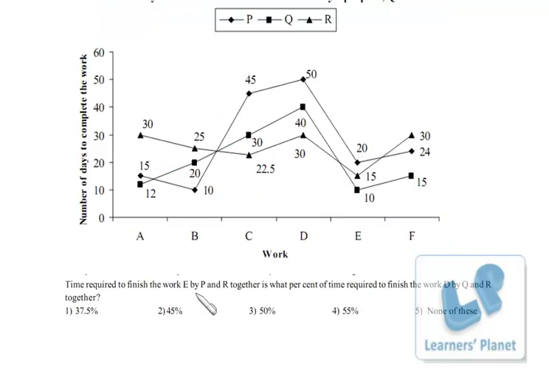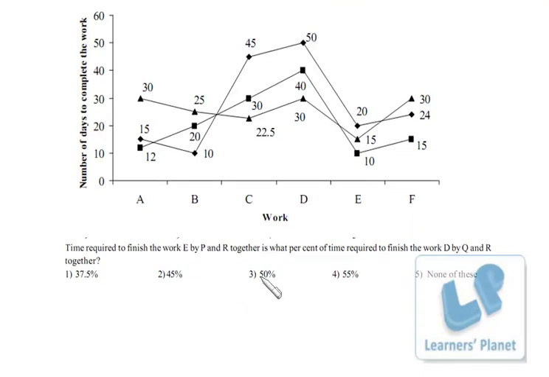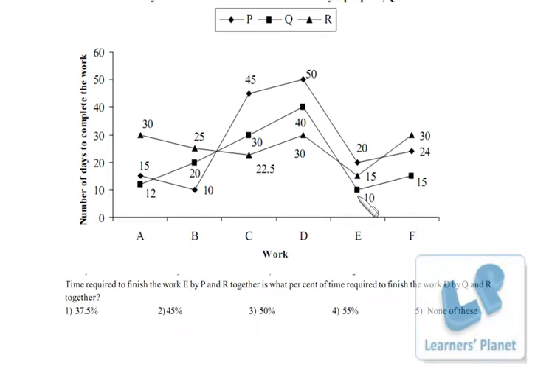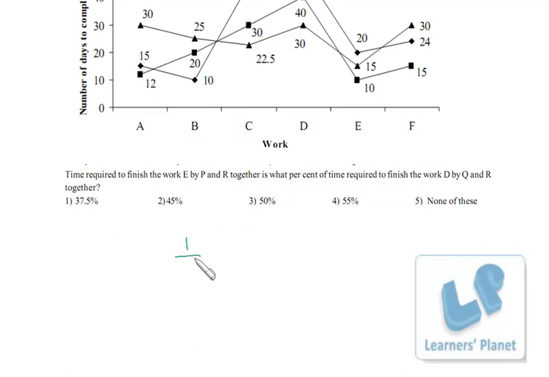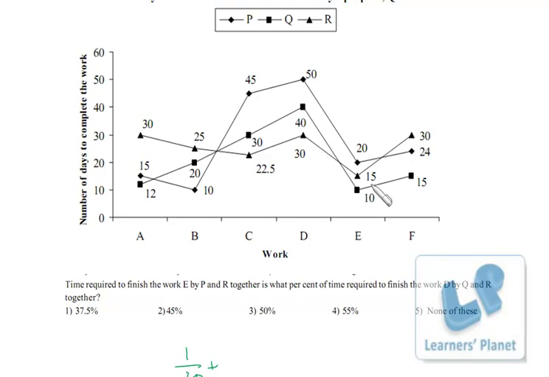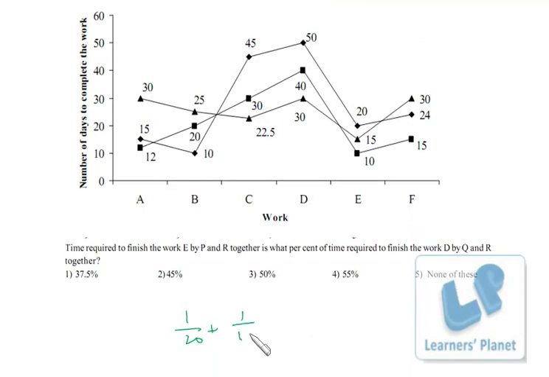Time required to finish the work E by P and R together is what percent of time required to finish the work D by Q and R. Similarly, work E by P and R. So P work E is this, so P is 20. So in one day it will do 1 by 20 of the work, and R is triangle, so it's 1 by 15. Okay, so it's 3 plus 4. So in a single day 7 by 60 of the work will be done, so total work will be done in 60 by 7 days, right?